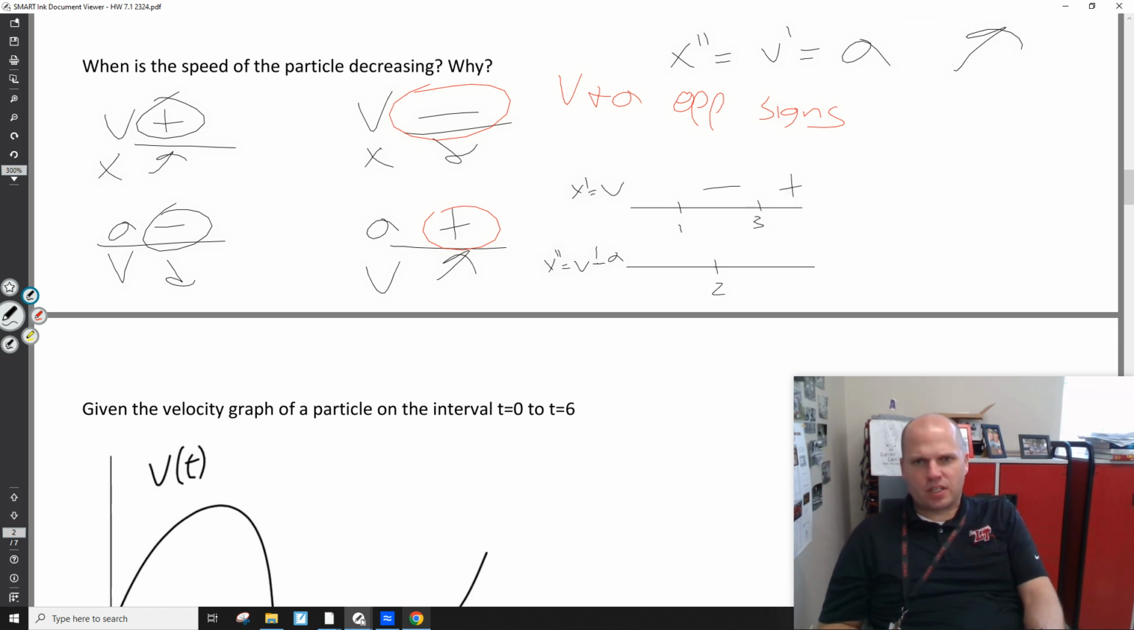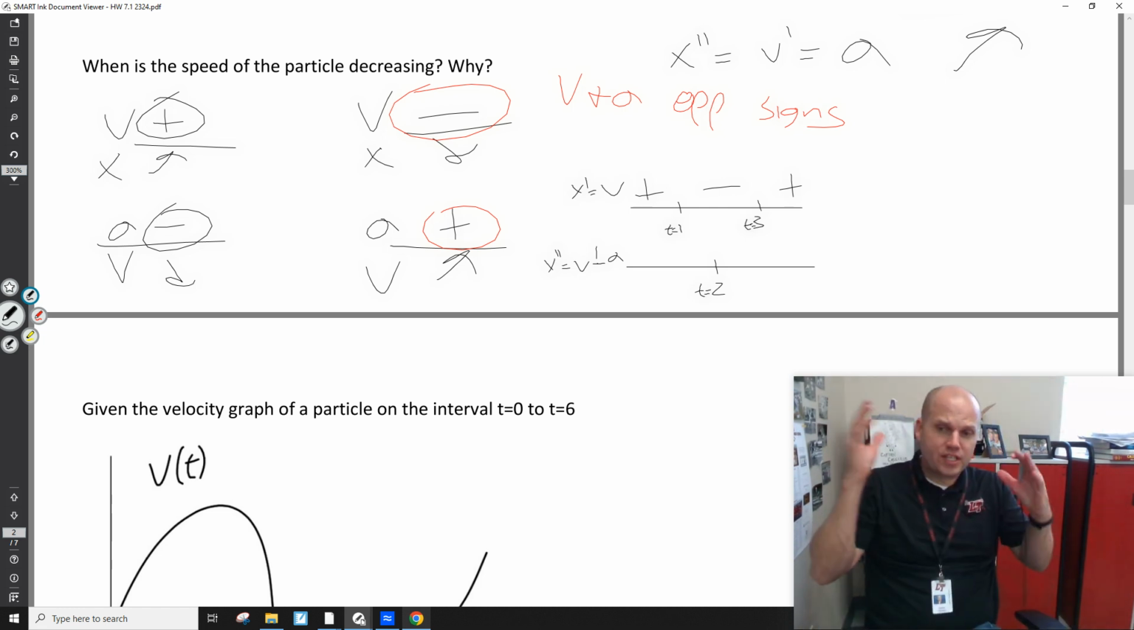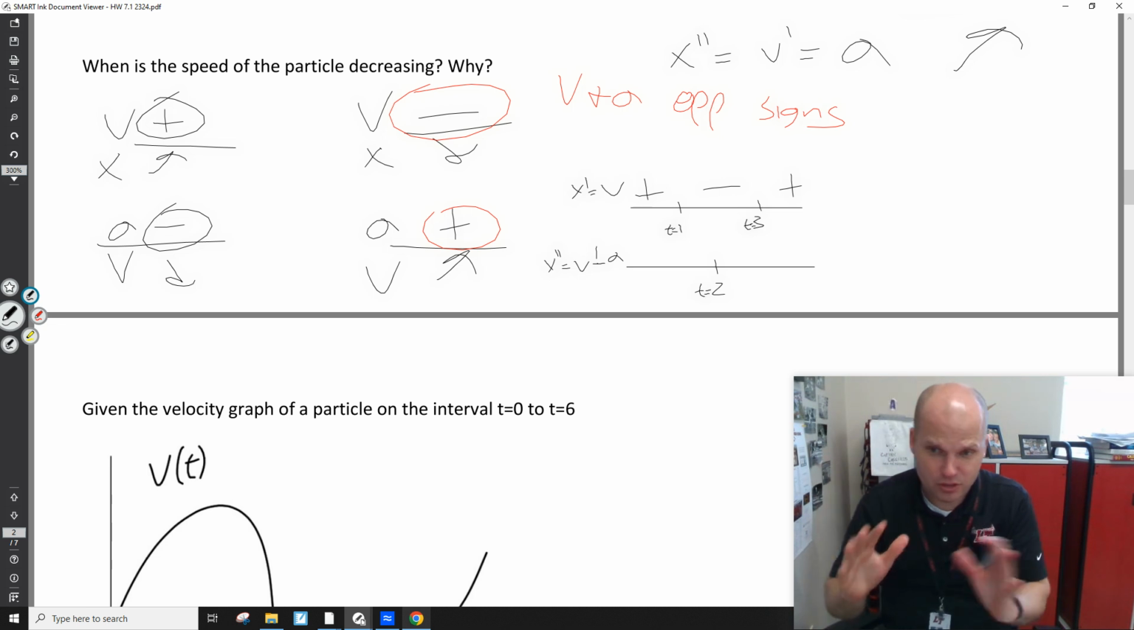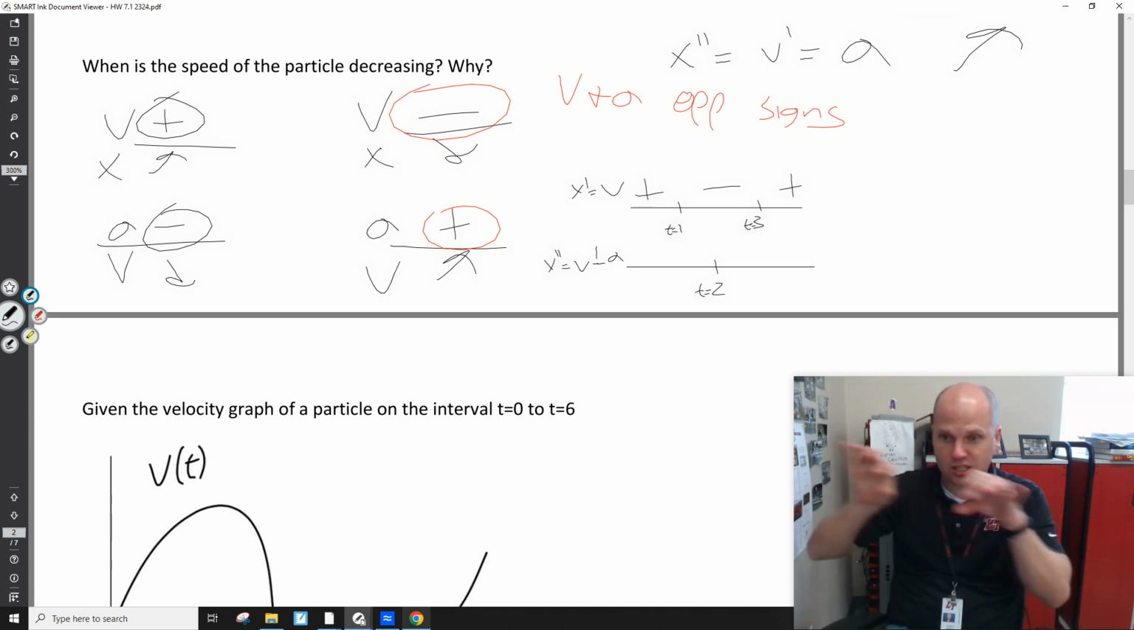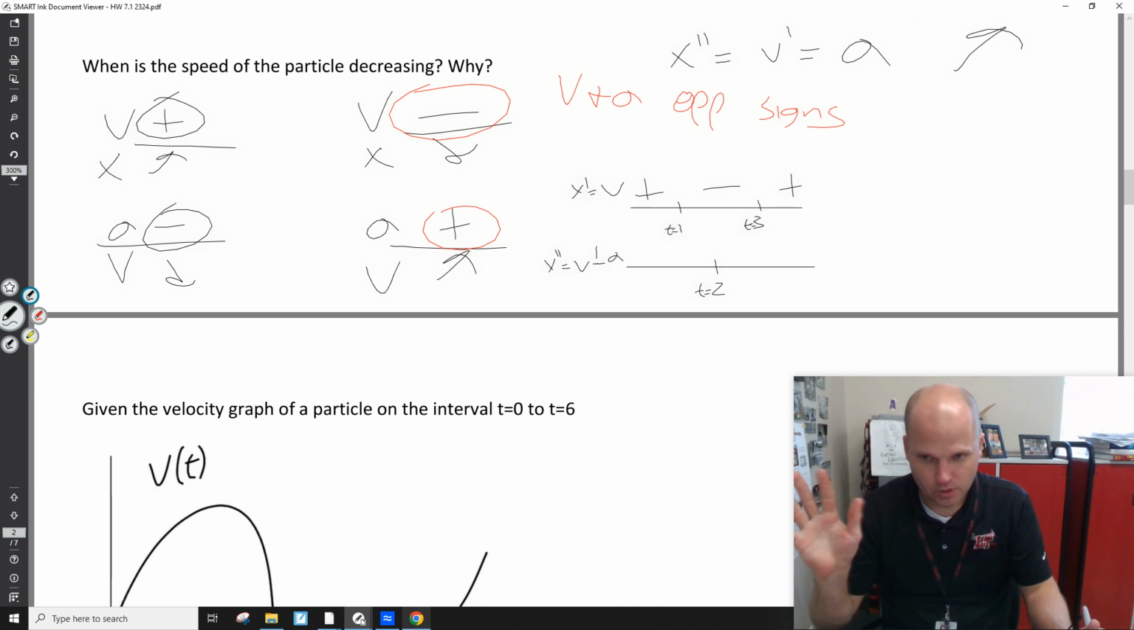Positive, negative, positive. This is not a motion analysis. This is times. This is time equals 1. This is time equals 3. This is not position. These are times. This helps us understand how my dude is moving on a different axis with his position axis. It's going to be okay.